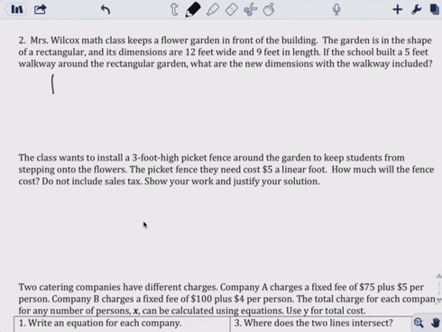Here's the garden. A rectangular garden. The dimensions are 12 by 9. The school built a 5 feet walkway. Hey, they want to make sure there's plenty of walkway. 5 feet walkway around the rectangular garden. What are the new dimensions with the sidewalk included?